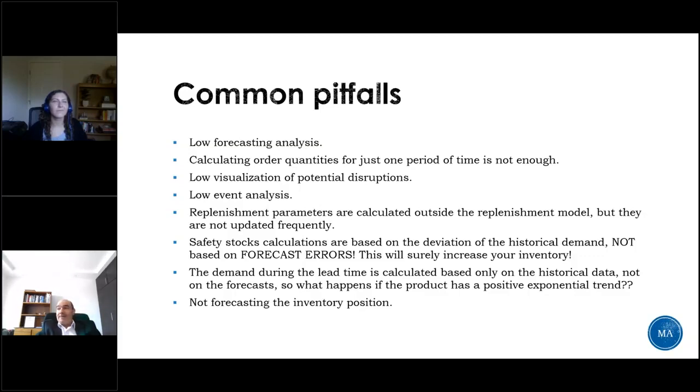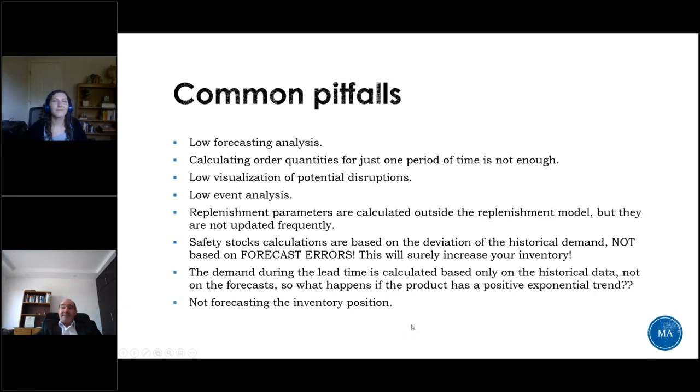Replenishment parameters calculated outside the replenishment model, but not updated frequently. Sometimes some people do very good analysis calculating the parameters of the replenishment models, let's say the reorder point, the safety stock, the order up to level, and all those parameters. But sometimes in some software, we have seen that they are there and nobody knows who calculated them, or nobody updates them. Oh, you could be planning with old data, and that could be a problem.